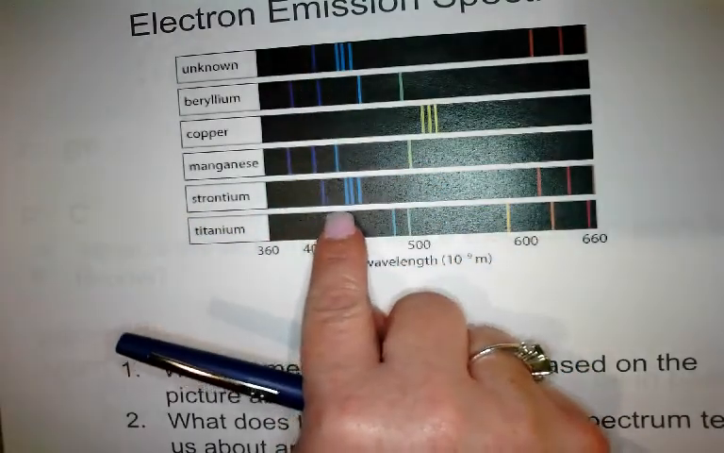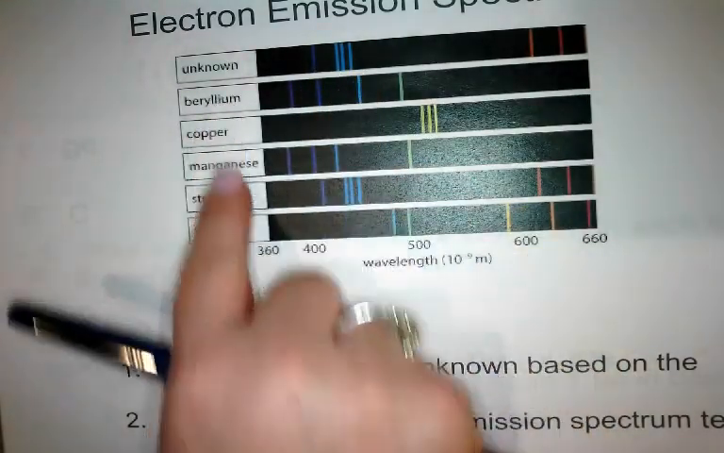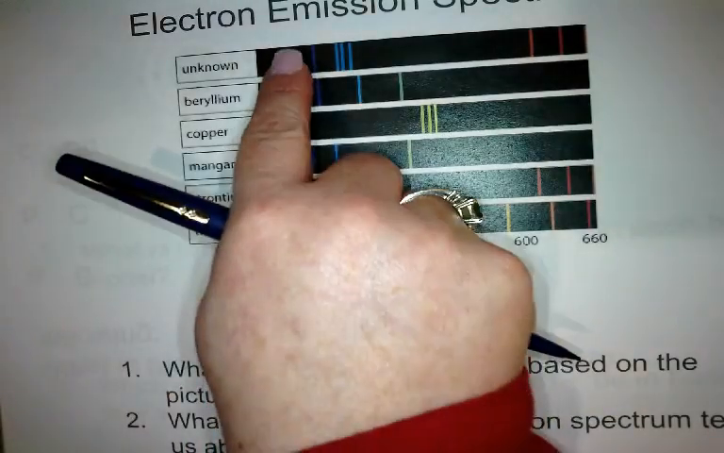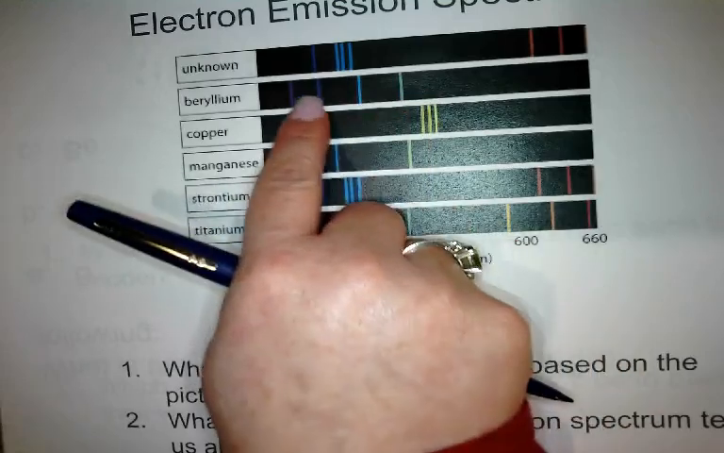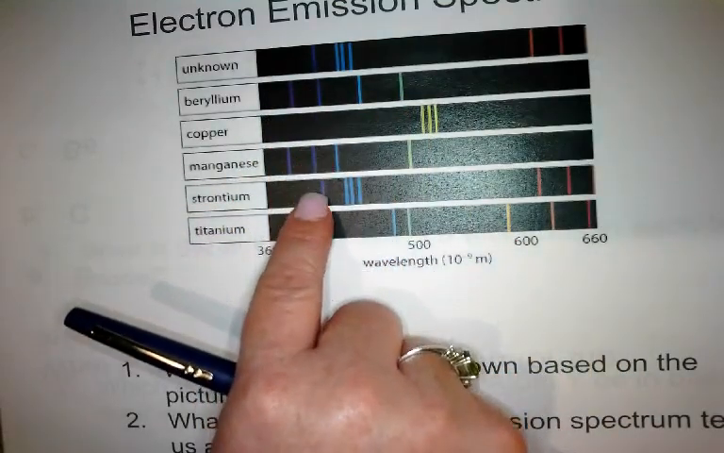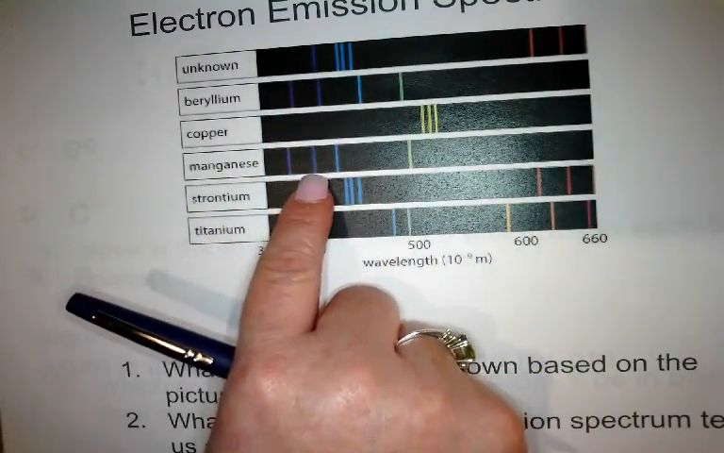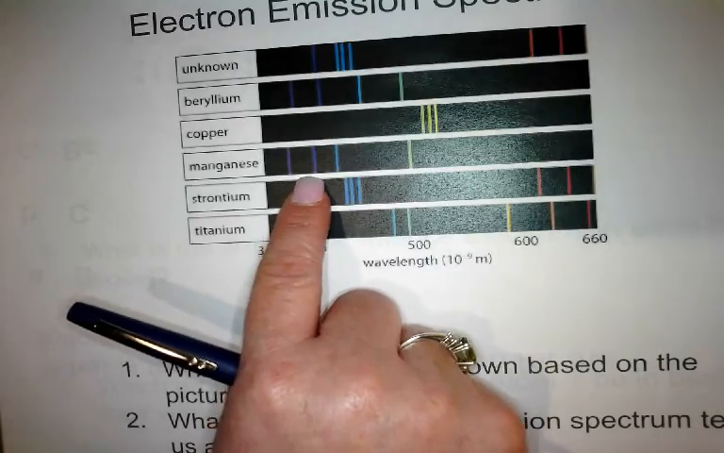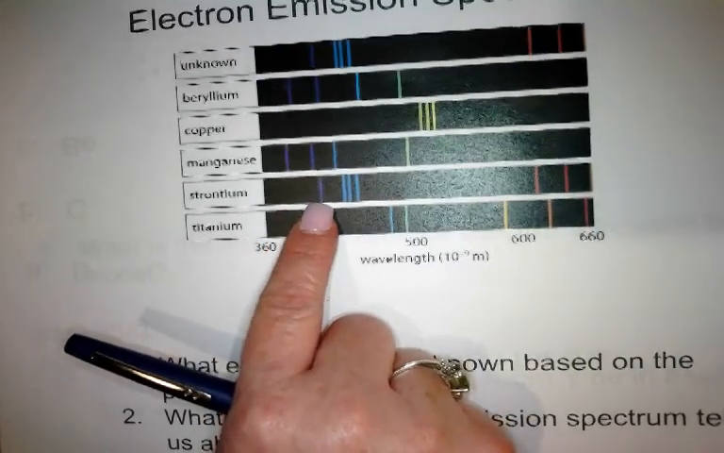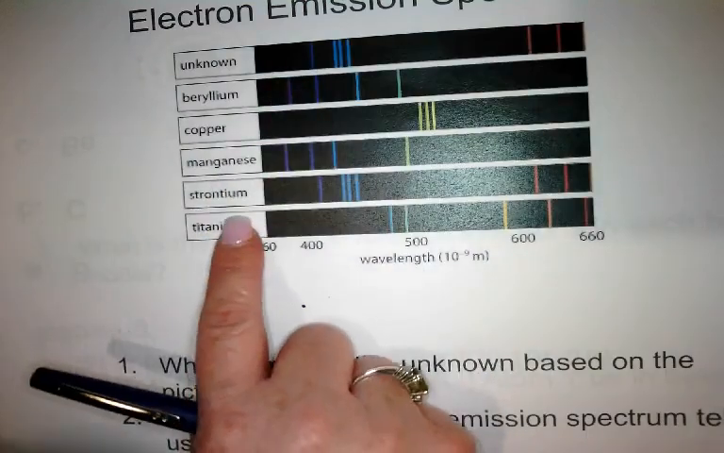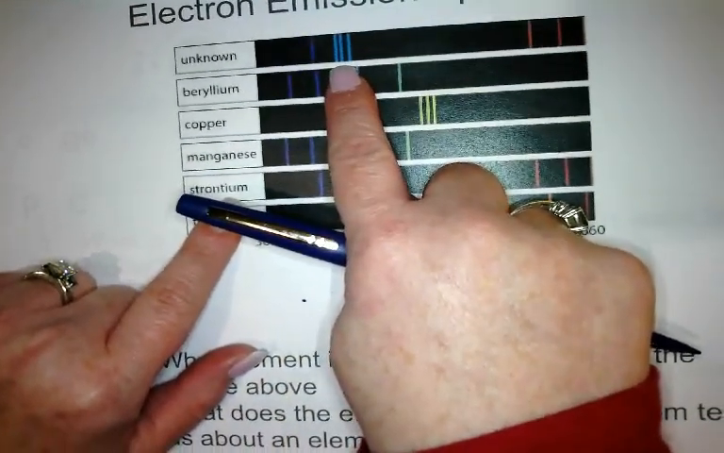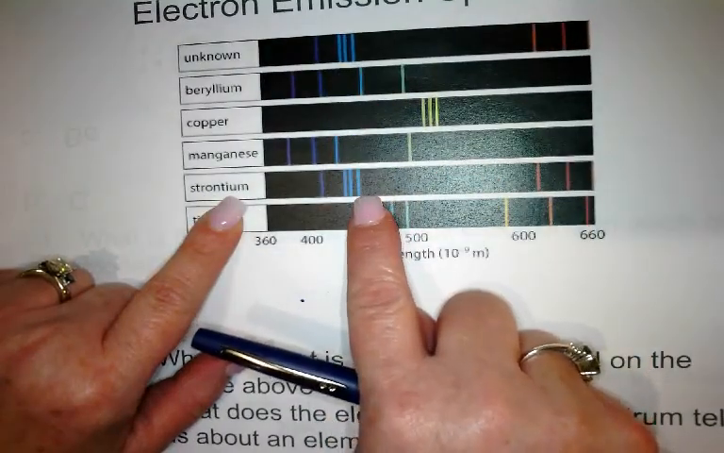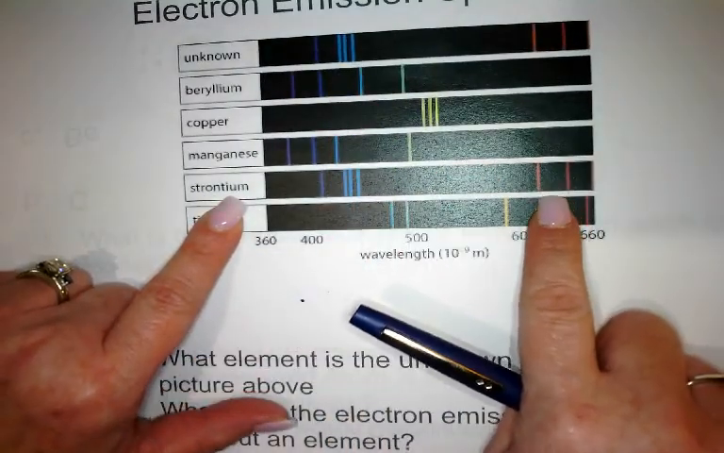So I have this one here. We've got beryllium, but it doesn't really follow beryllium. So I'm going to keep going. Manganese is a little bit off from it. But as I move down, you can see where strontium pretty much matches up with it. So let me look at the next one. There's 3 there in the unknown. There's 3 in strontium. And then as you move further down, you can see that those actually line up. So it says, what element is the unknown based on the picture above?